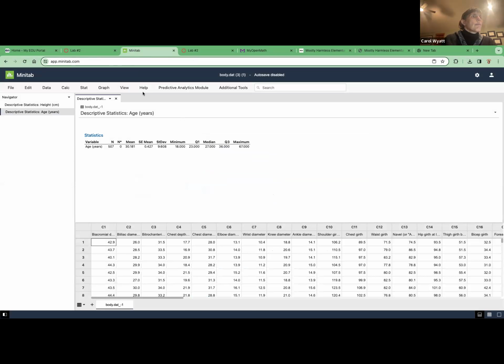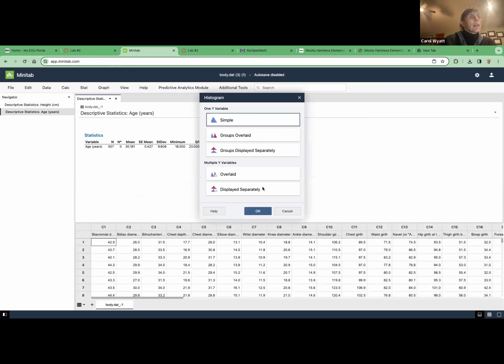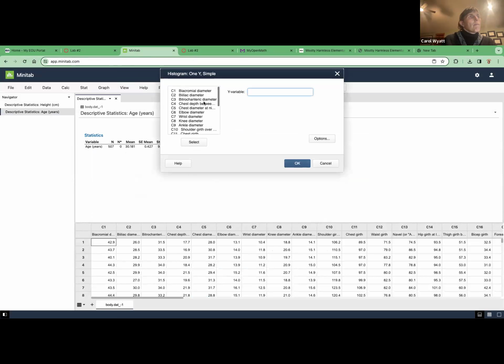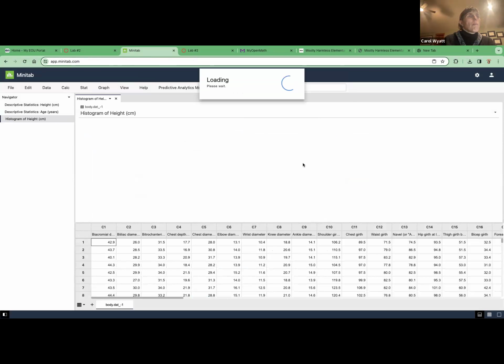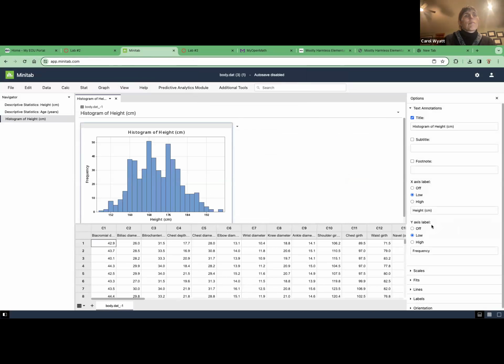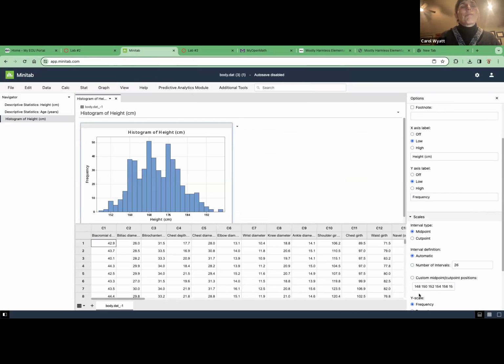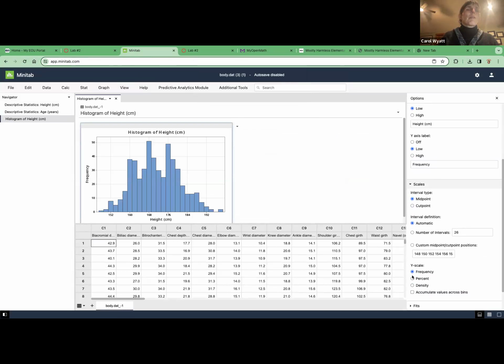I'm going to graph the heights with a histogram so I can see what it looks like real quick. Go down to heights. There's my heights right here. I'm going to change this to percent, changing the frequency scale to percent, just to have a better look at it.